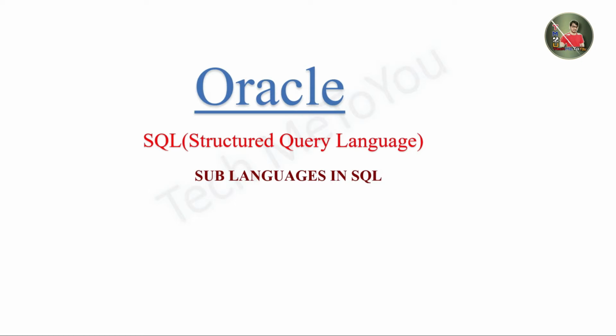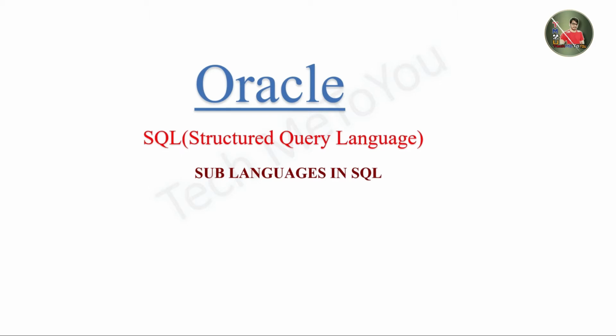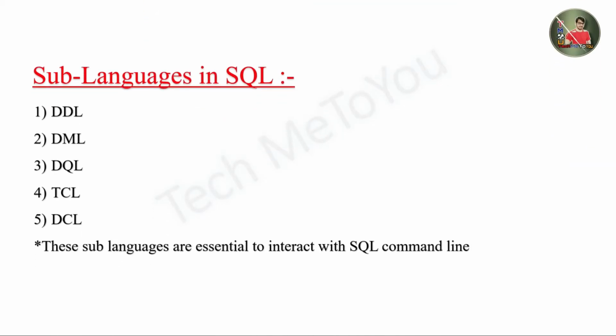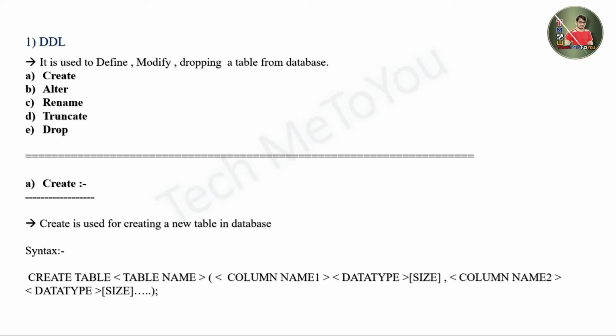In this session, you are going to learn sublanguages in SQL. There are 5 sublanguages in SQL: DDL, DML, DQL, TCL and DCL. In the previous session, I already said what the commands in these sublanguages are. These sublanguages are essential to interact with the SQL command line. So let us start with the first sublanguage in SQL.